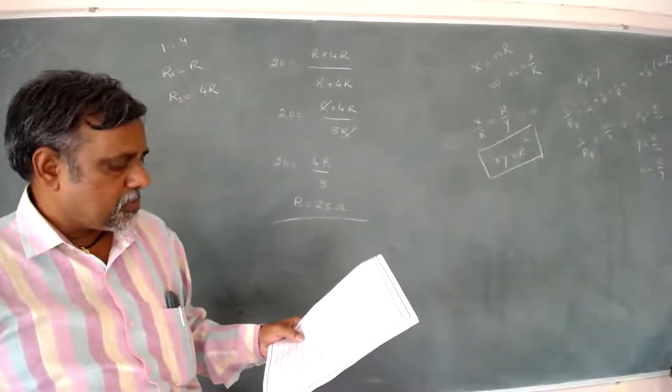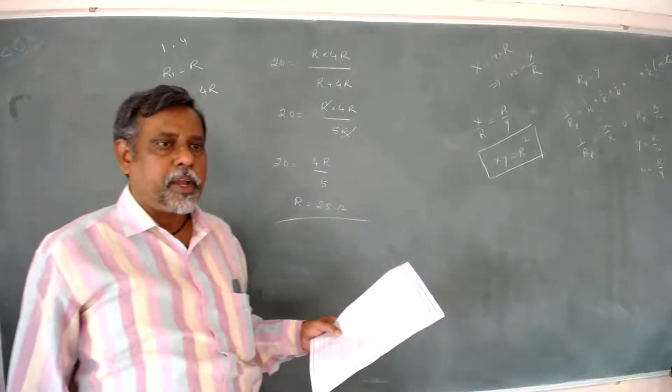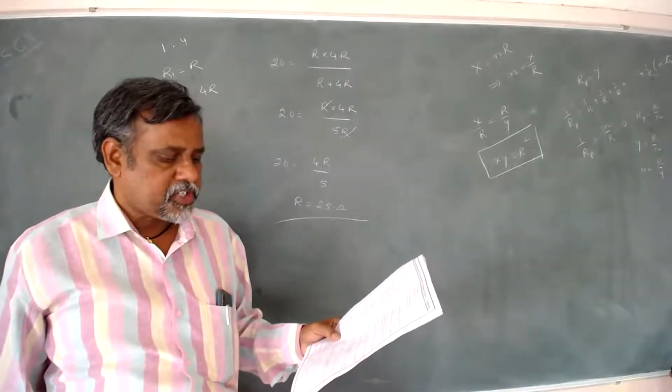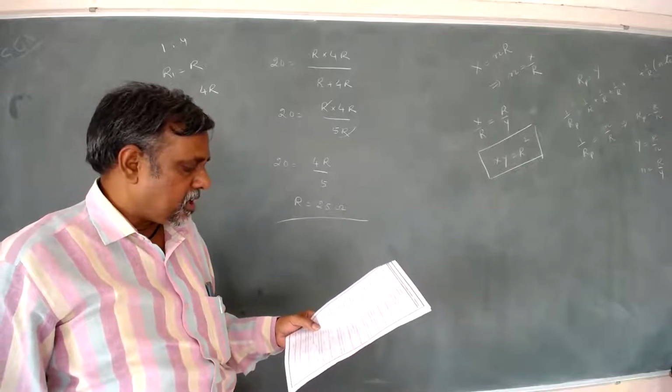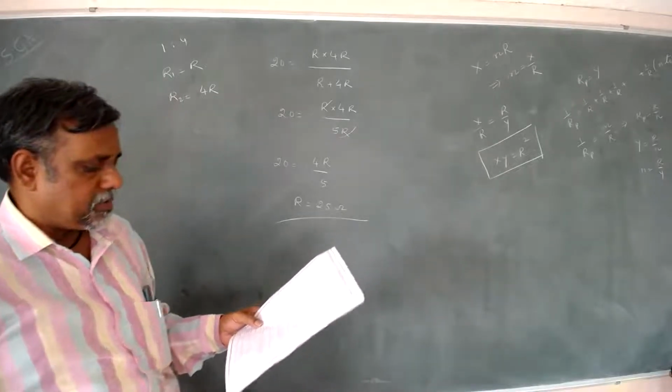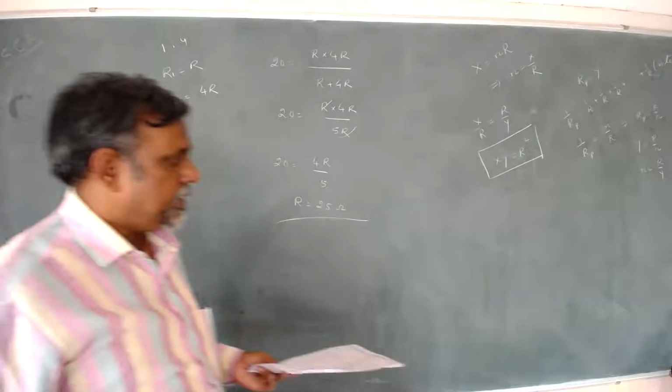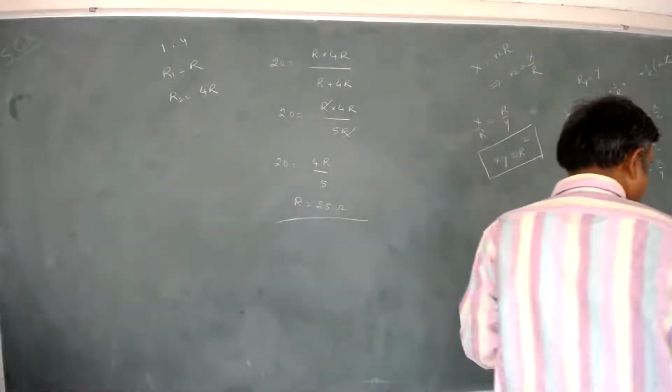A parallel combination of 3 resistors takes a current of 7.5 ampere from a 30-volt supply. If the two resistors are 10 ohm and 12 ohm, find the third one.